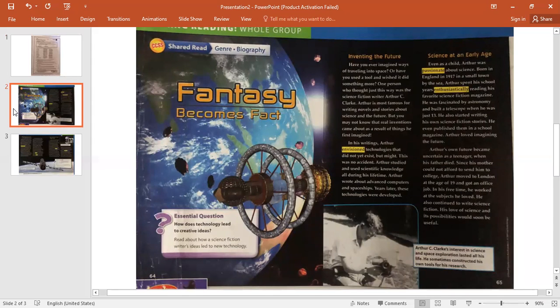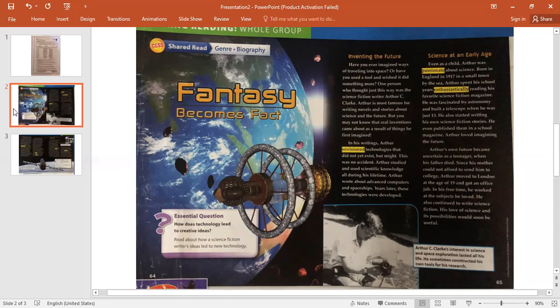Let's read it together. Inventing the future. Have you ever imagined ways of traveling into space? Or have you used a tool and wished it did something more? One person who thought just this way was the science fiction writer Arthur C. Clarke. Arthur is most famous for writing novels and stories about science and the future. But you may not know that real inventions came about as a result of things he first imagined.